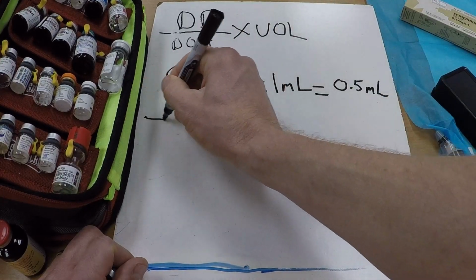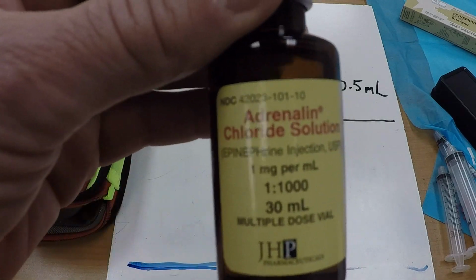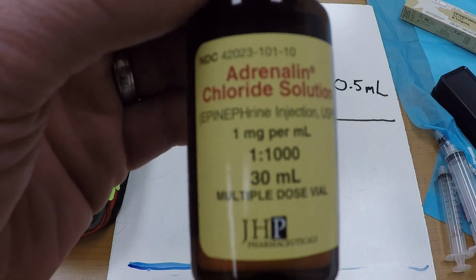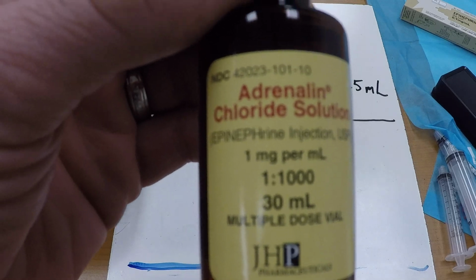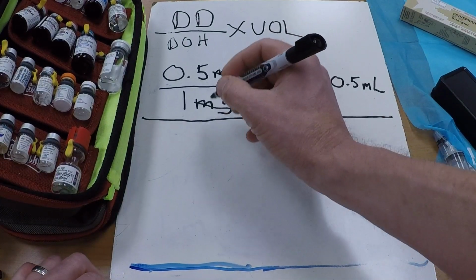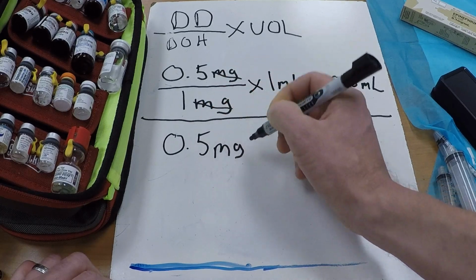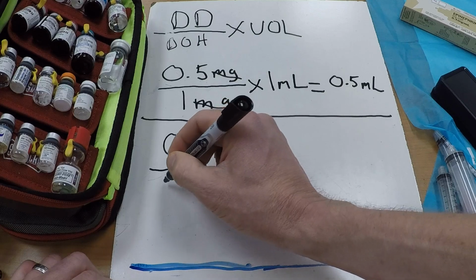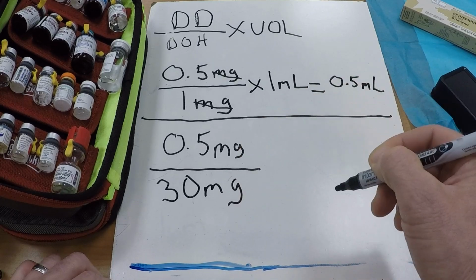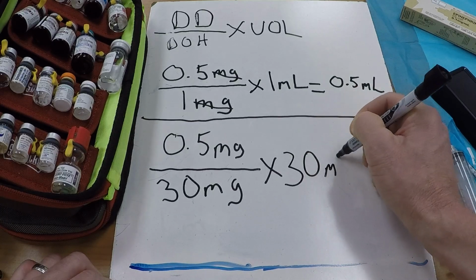So suppose, however, we open our bag and we have this vial of adrenaline or epinephrine, and it is 30 milligrams in 30 milliliters. So our desired dose is the same, 0.5 milligrams. However, our dose on hand is 30 milligrams, and our volume is 30 milliliters.